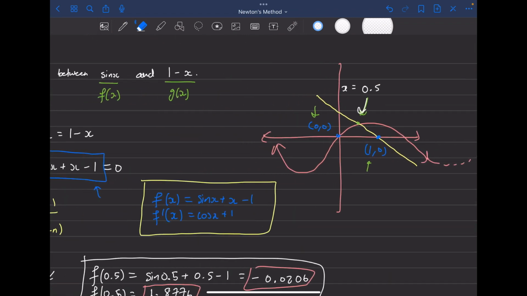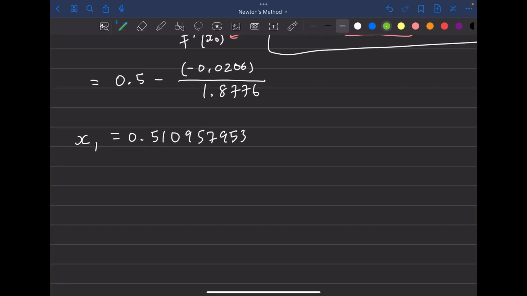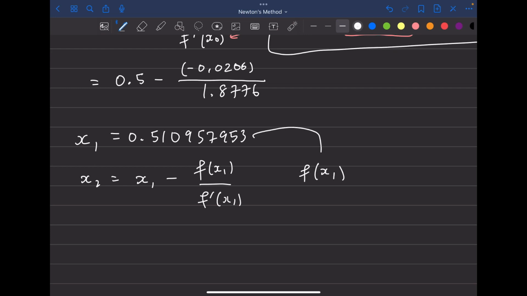But yeah, so if I move on, we got x1 is this. So now let's do the exact same thing to get an even better guess. So x2 would be equal to x1 minus f at x1 over f derivative of x1. You can already see this gets a bit repetitive because you just keep plugging values into the same formula until you keep getting better numbers. So yeah, f of x1, so plug this in here.